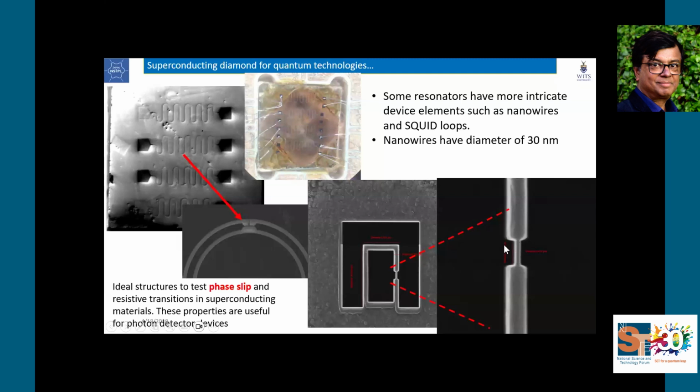So this will be used as the phase slip junction. That means it will stop the supercurrent, and by adjusting this size, you can control the supercurrent in this circuit, in this loop. Okay. So obviously this depends on the molecular structure of diamond that gives you these properties.